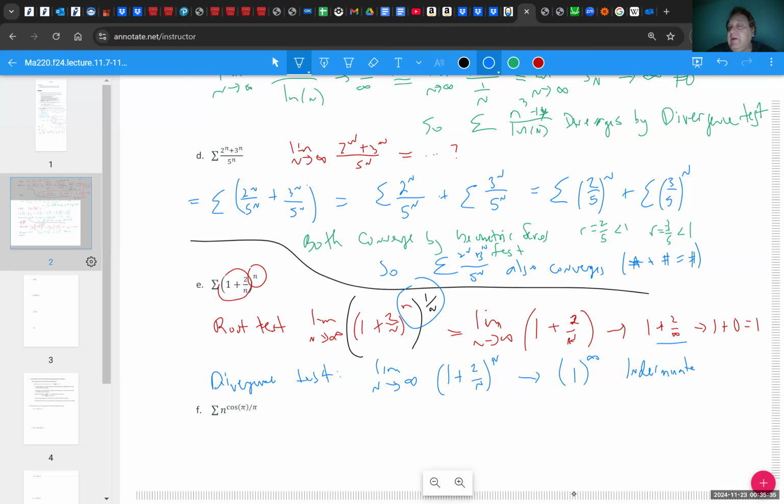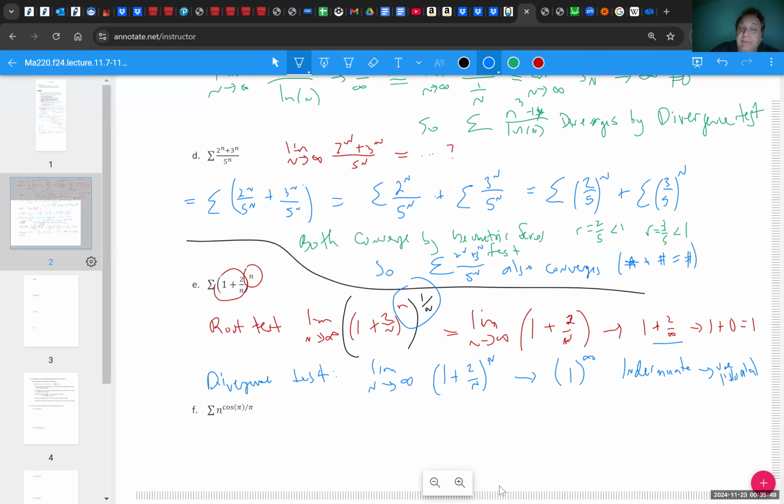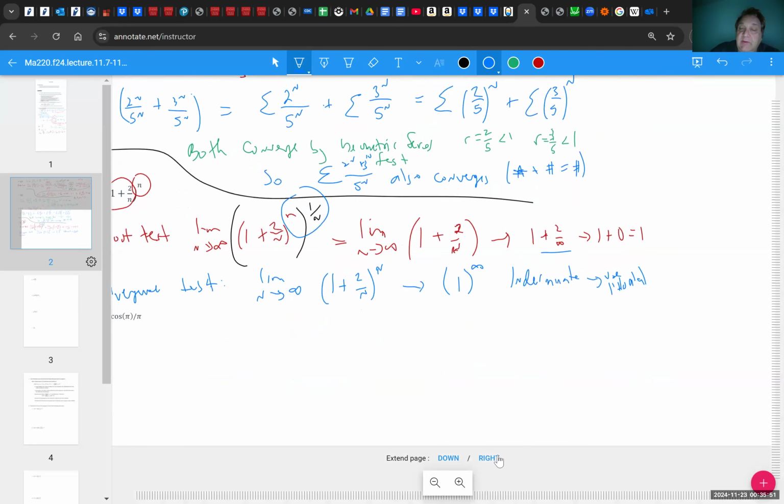So indeterminate means we can use L'Hopital's rule. Although you cannot use L'Hopital's rule until you simplify it algebraically. So let me remind you how to simplify this thing algebraically so that we can use L'Hopital's rule. All right, let me just make some more space off to the right.